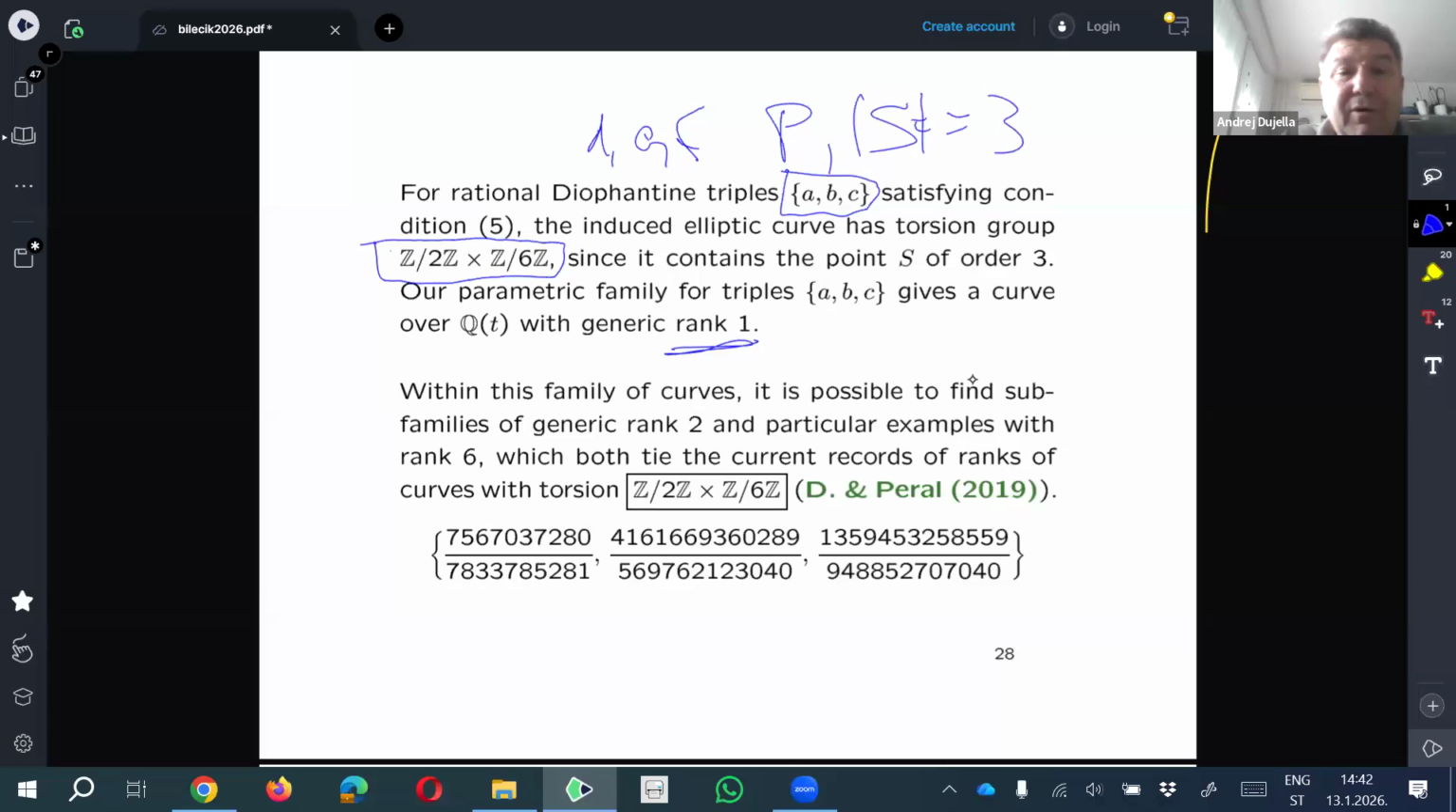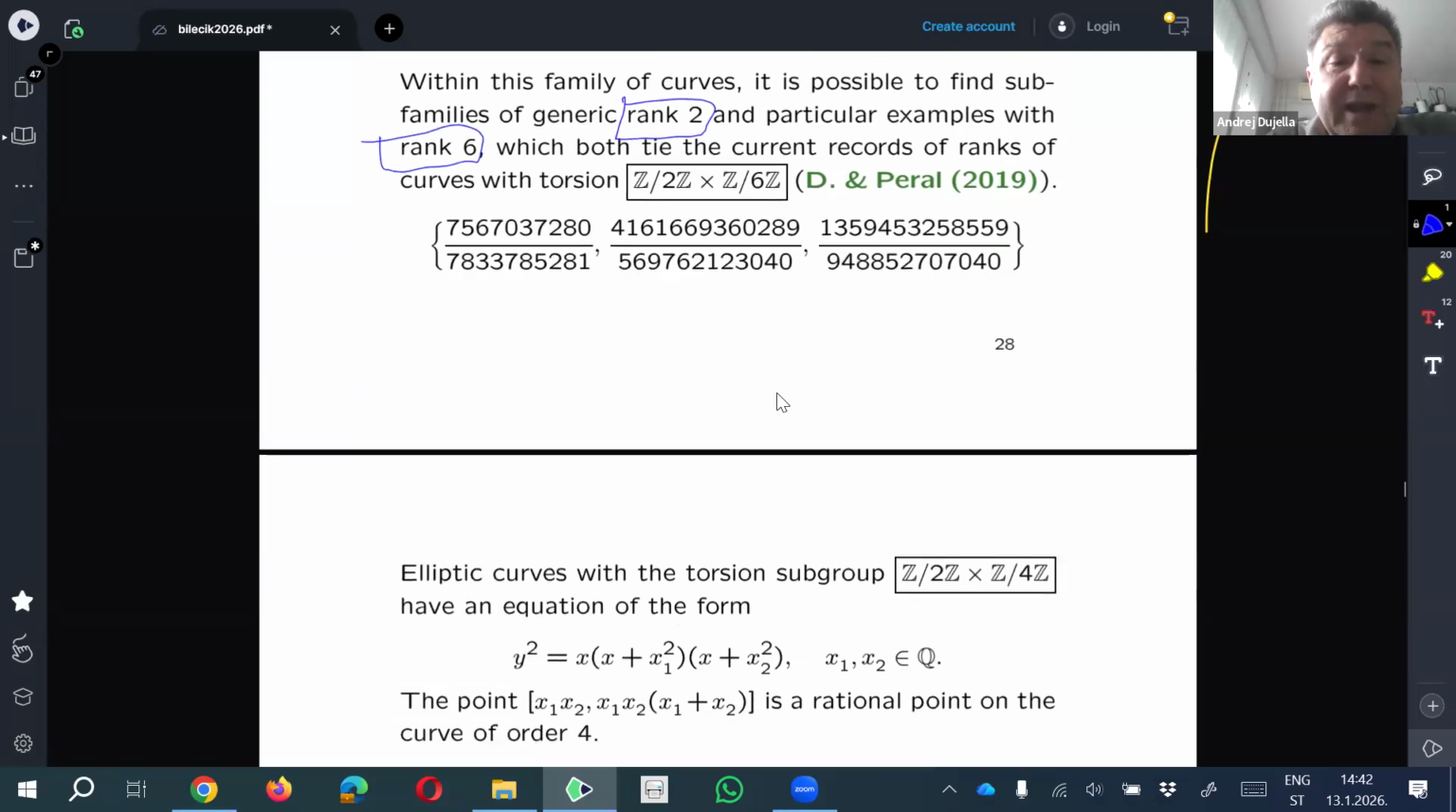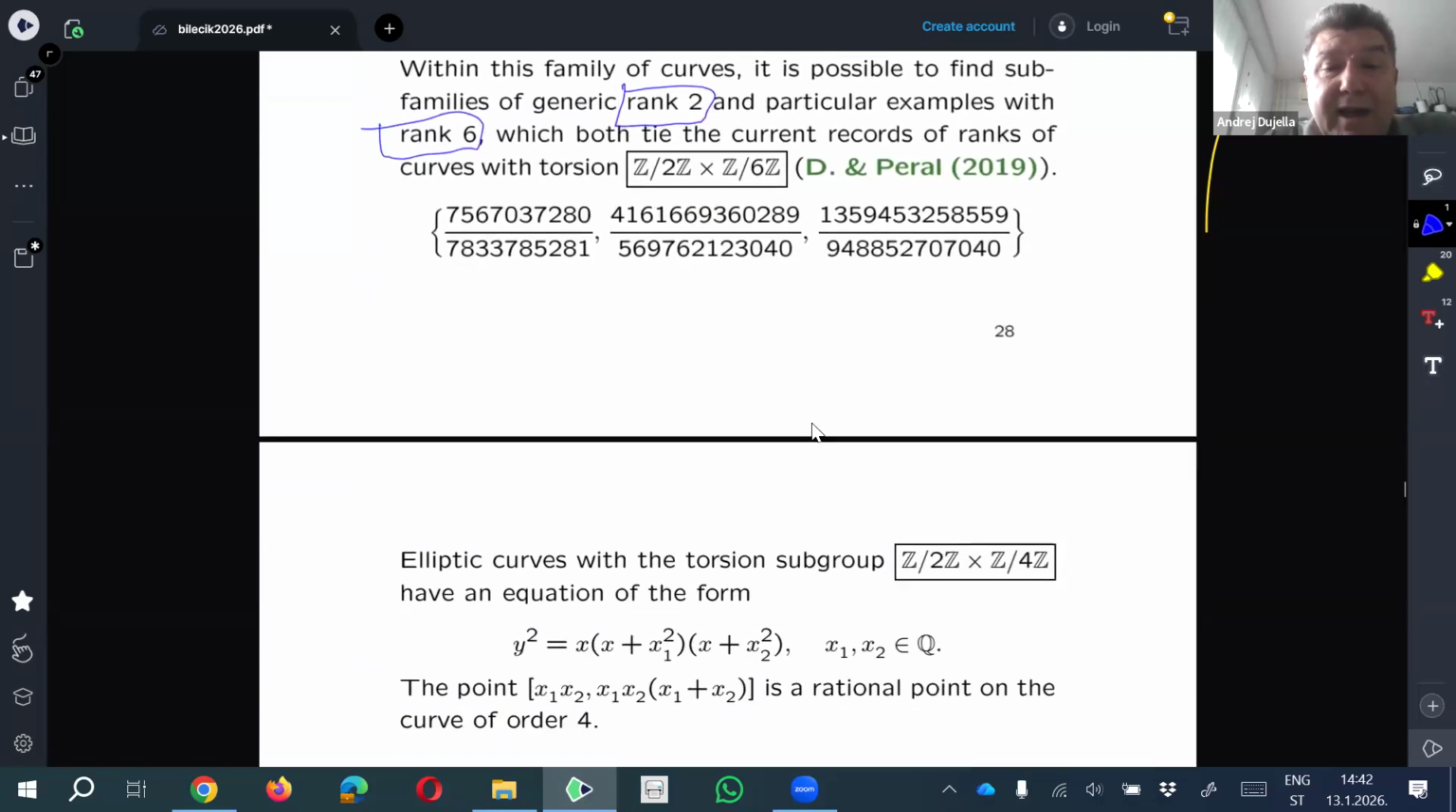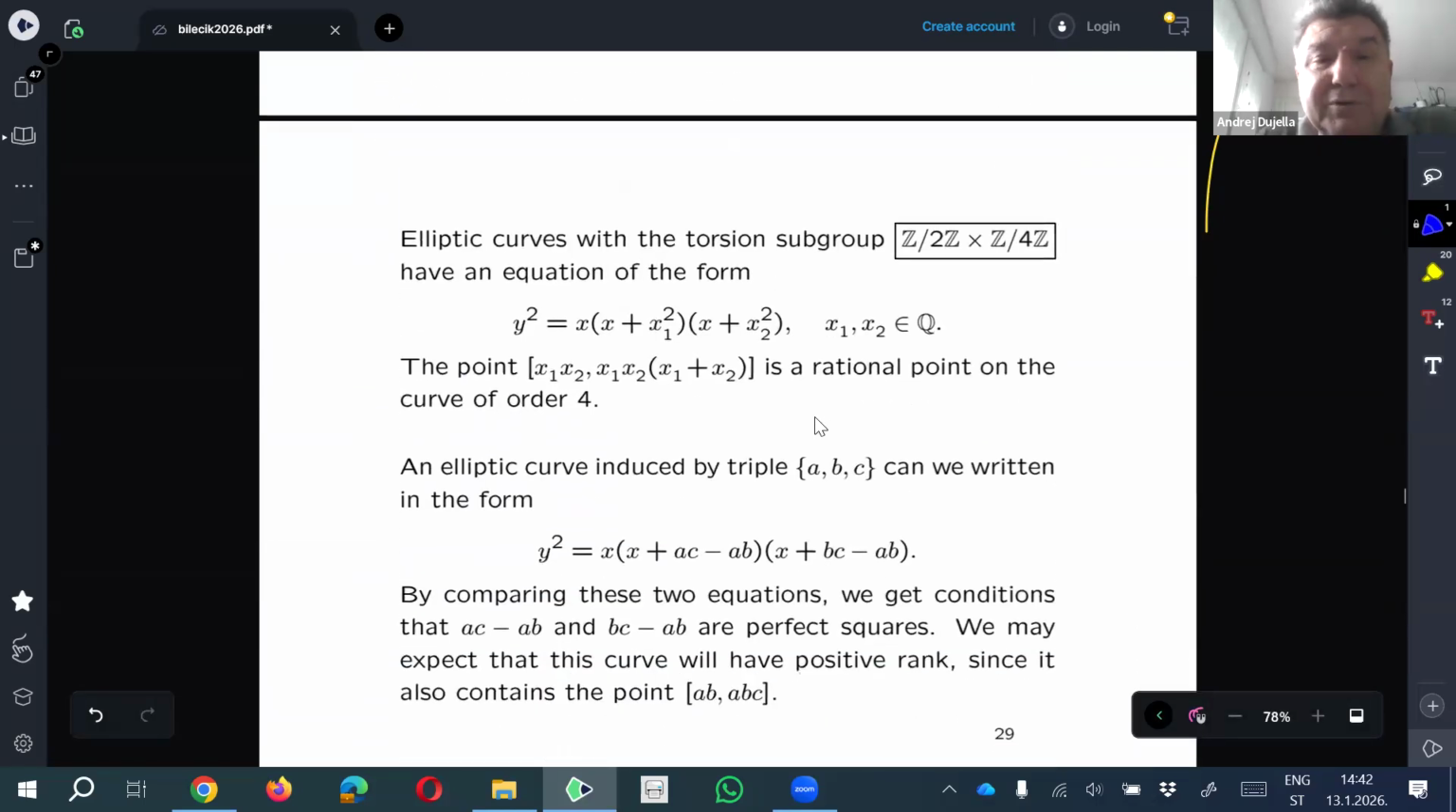And with some more effort, we were able to increase this rank 1 to rank 2, which is indeed a record. And we were able to find examples of rank 6 for this torsion, which is indeed a record. And one of the corresponding triples is written here. So these simple ideas were able to come to current records.